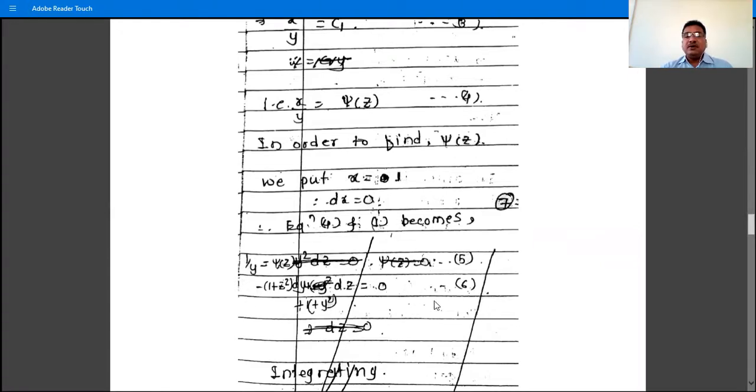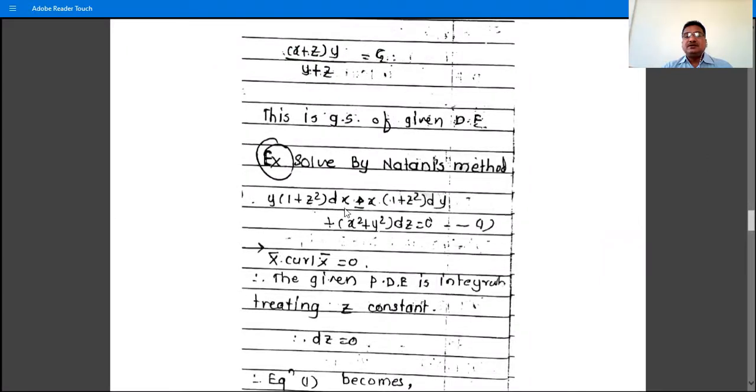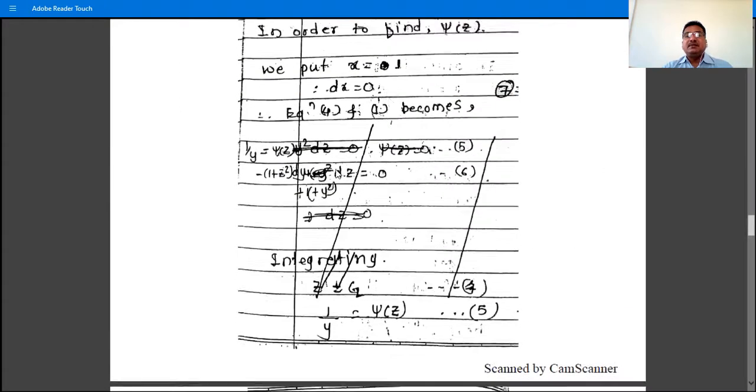And then in equation 1, substitute dx as 0 and x as 1. So we have minus (1 plus z square) dy plus (1 plus y square) dz is equal to 0. Substitute x as 1: minus (1 plus z square) dy plus (1 plus y square) dz is equal to 0. This is equation number 6.